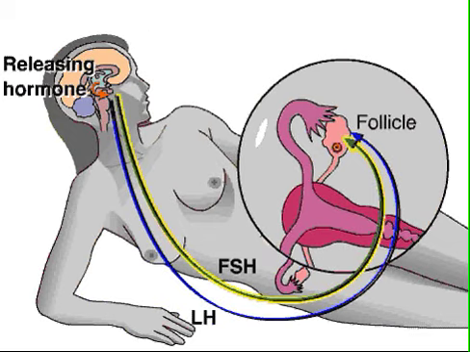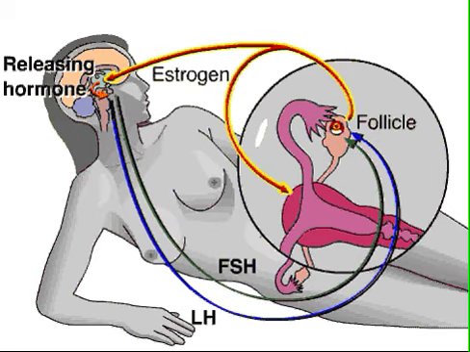FSH, follicle stimulating hormone, stimulates the growth of an ovarian follicle in the ovary. The follicle consists of a developing egg cell surrounded by cells that nourish and protect it. The developing follicle begins secreting estrogen, a female sex hormone.